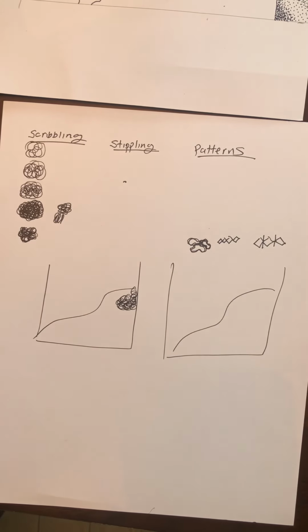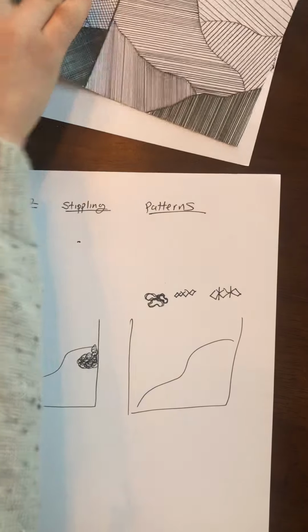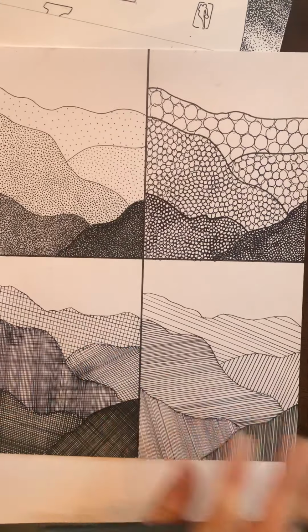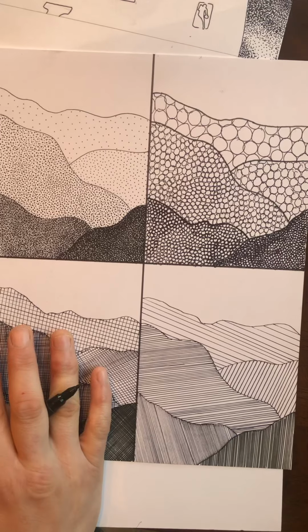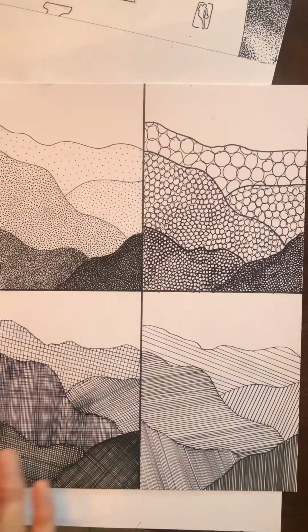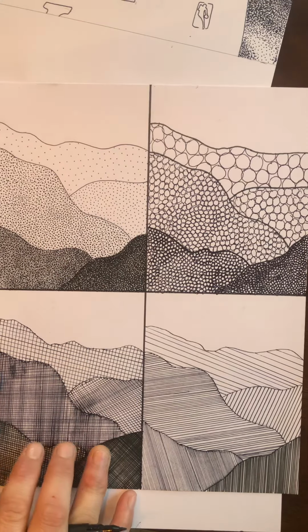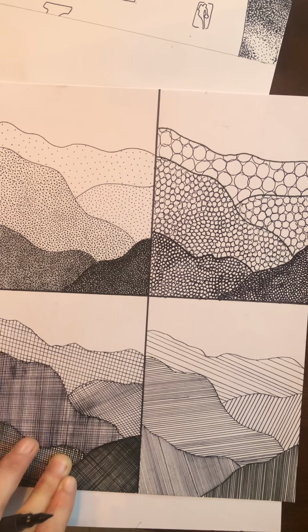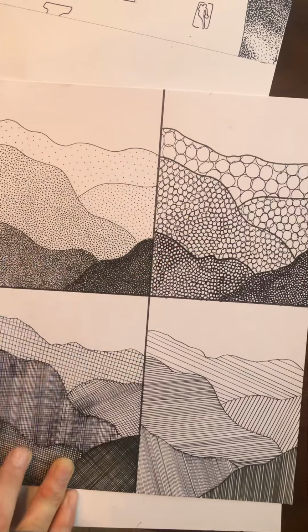Okay, so the requirement for the final is everyone must have the hatching and the cross hatching done, and then you need to choose 2 other techniques. They can be the same ones I showed you. You can create your own pattern, but they need to match the value for your mountain.